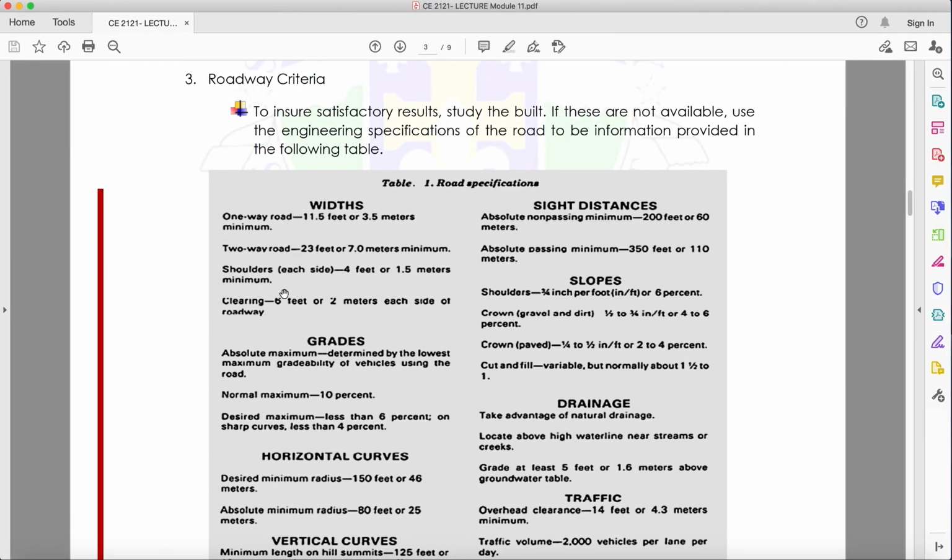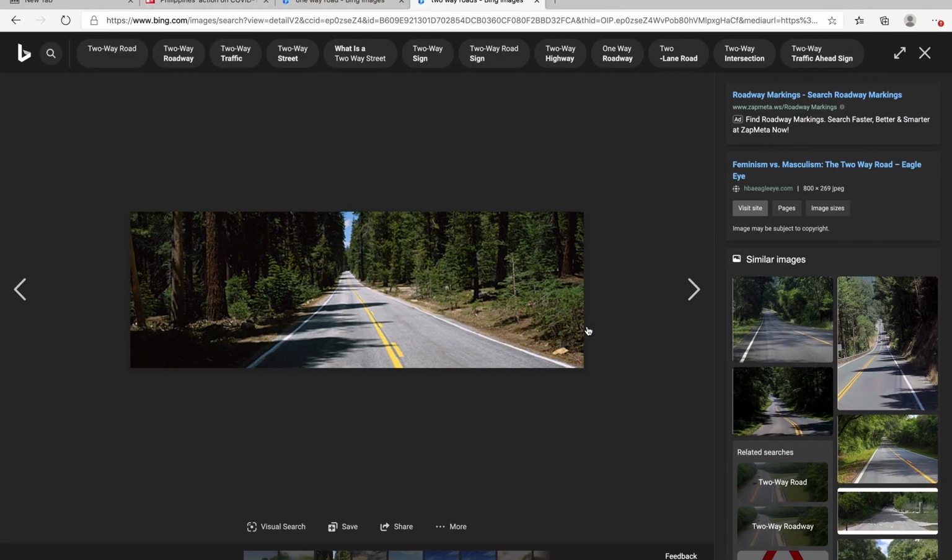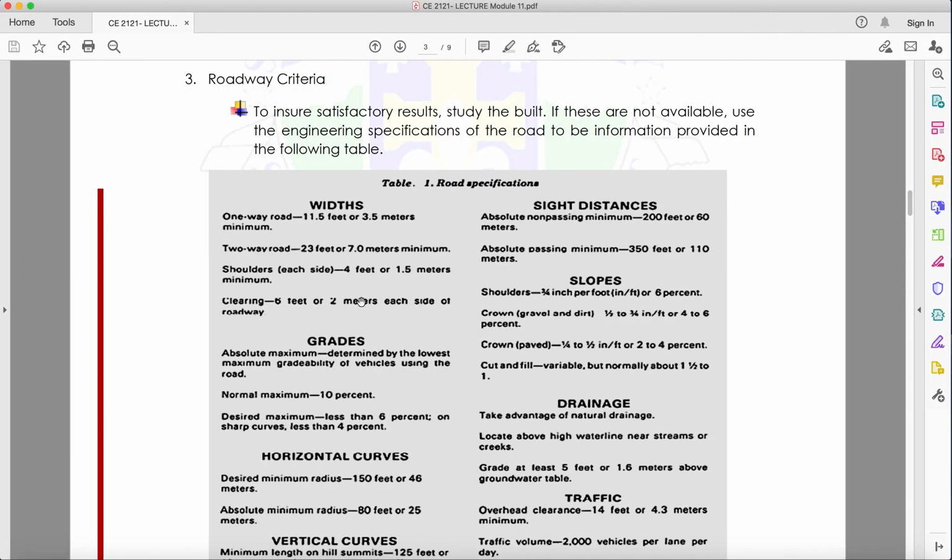Okay, so shoulders each side 4 feet or 1.5 meters minimum. Clearing should be 6 feet or 2 meters each side of the roadway. So when we say clearing, nandito yon dapat. But normally, kasi when it is rural, it is not being followed because it is not that populous. But for urban, it is quite strict.